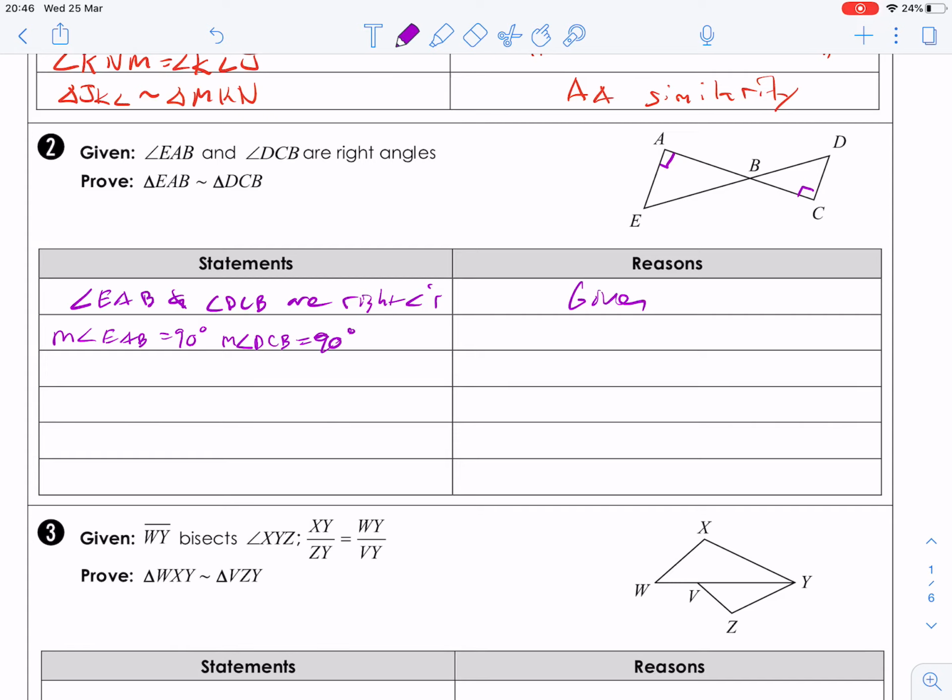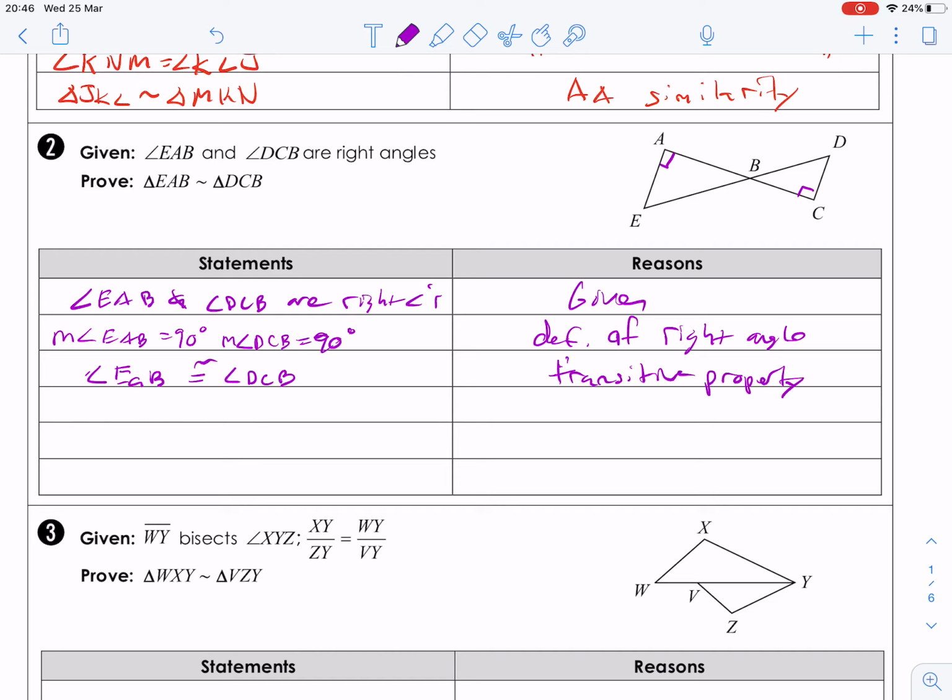The reason we know that is the definition of right angle. So, since those are each equal to 90 degrees, we could say EAB is congruent to DCB because of, you could either say substitution or transitive property. I'm going to say transitive property of equality. All right, so there we go. There's one.